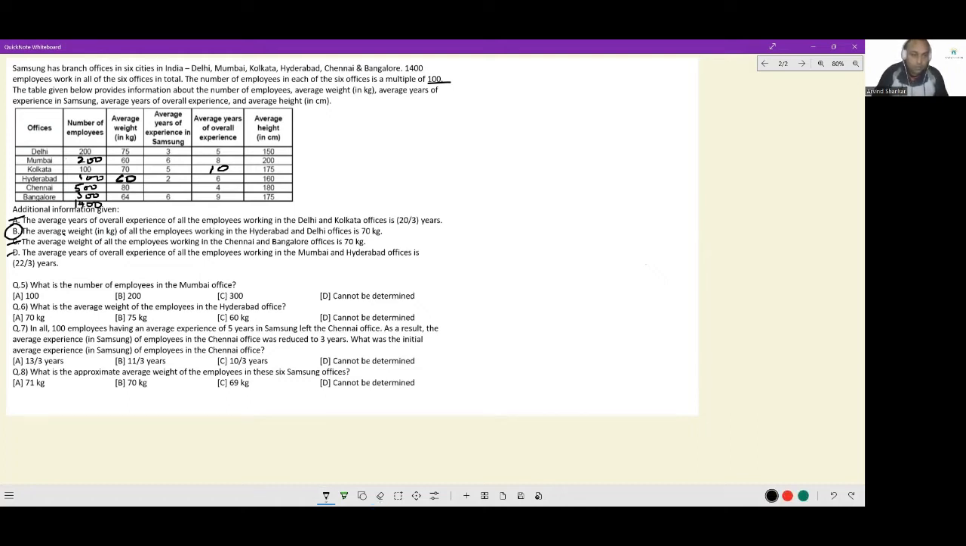First one, what is the number of employees in the Mumbai office? There are 200 employees in the Mumbai office. What is the average weight of the employees in the Hyderabad office? 60 kg is the average weight of the employees in the Hyderabad office.